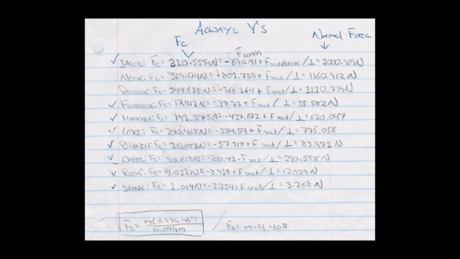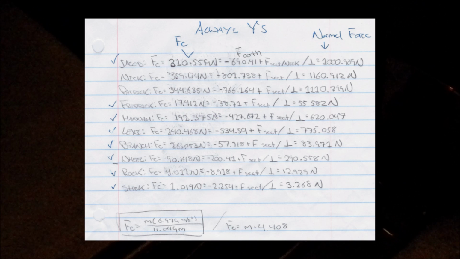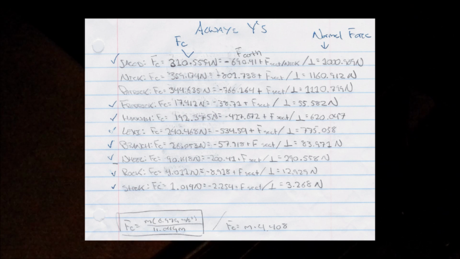The force, you need to get the mass times velocity squared divided by radius. A first example of that would be to find Jacob's centripetal force, who weighs 155 pounds, converting it to 70.45 kilograms, multiplying that by the gravitational acceleration, which is negative 9.8, which is the force of the Earth, and adding that to the normal force, which is 1,000.96 newtons, we can get the centripetal force to be 310.55 newtons.